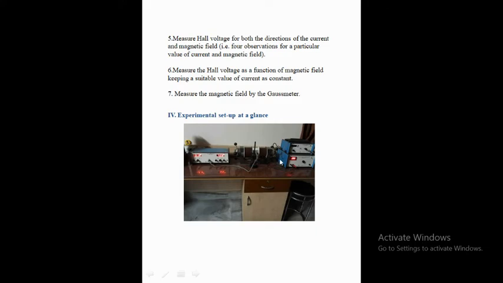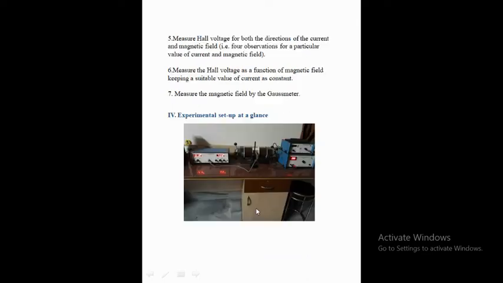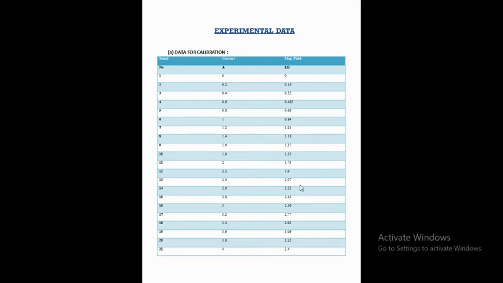The current supplied through the poles by the device creates the magnetic field. And there is a probe material, this is the four probe setup. This material should be present between these two coils. So this is our full experimental setup, and this is the data for the calibration curve, the current versus the magnetic field between the two coils.